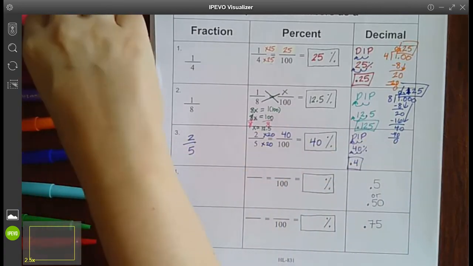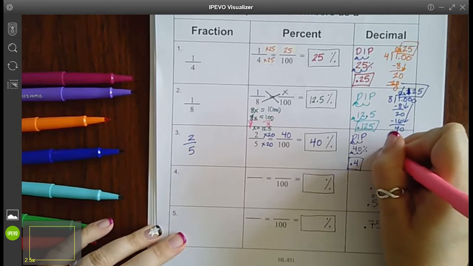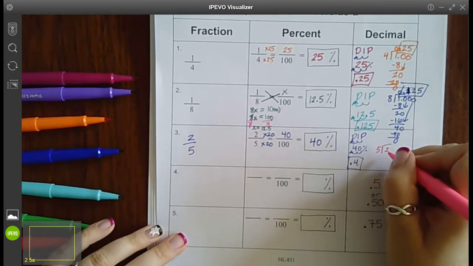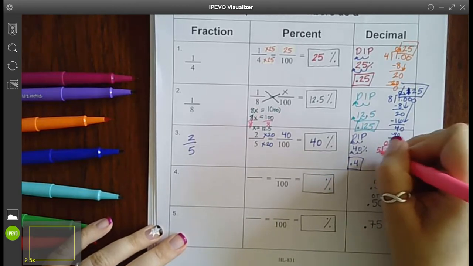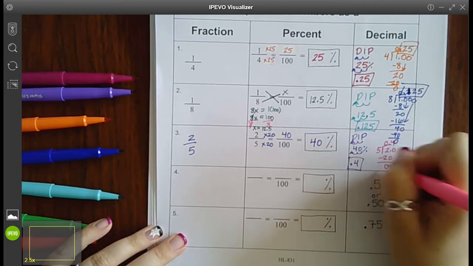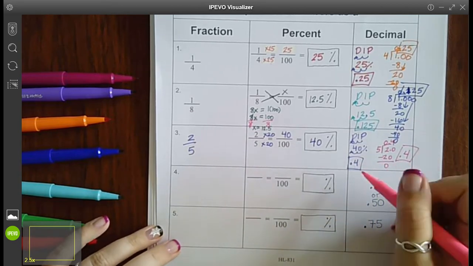Of course, you can always do top divided by bottom when you were given it as a fraction. And 5 goes into 2 0 times, so add a decimal and a 0. 5 can go into 20 4 times. You get a remainder of 0, so you get 0.4. Either way you want to do it is fine.